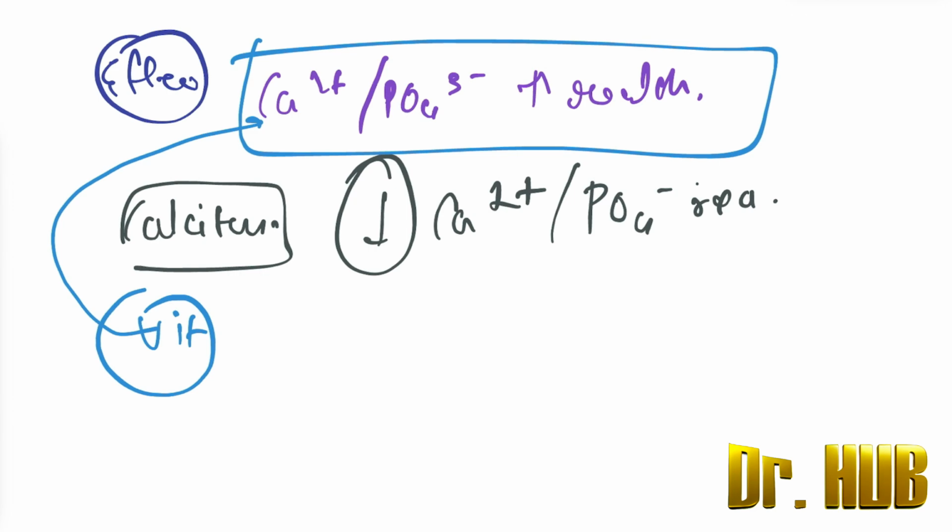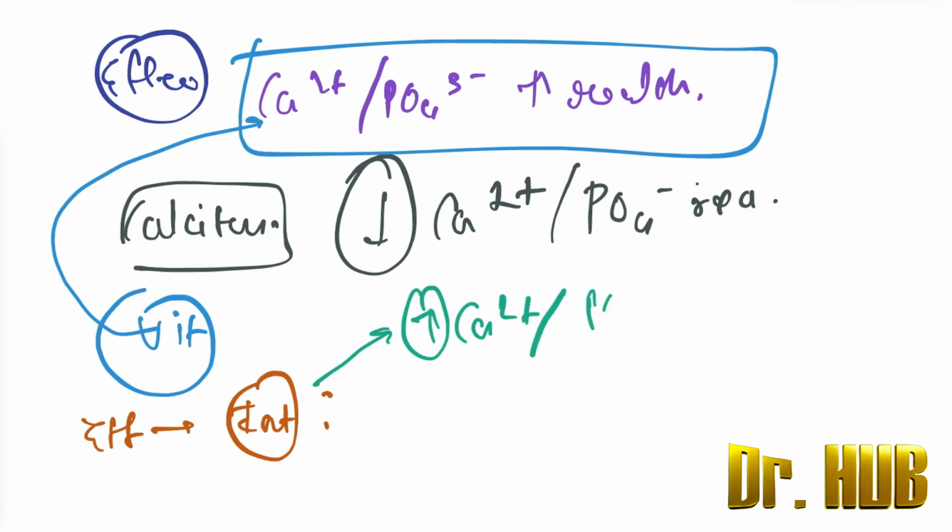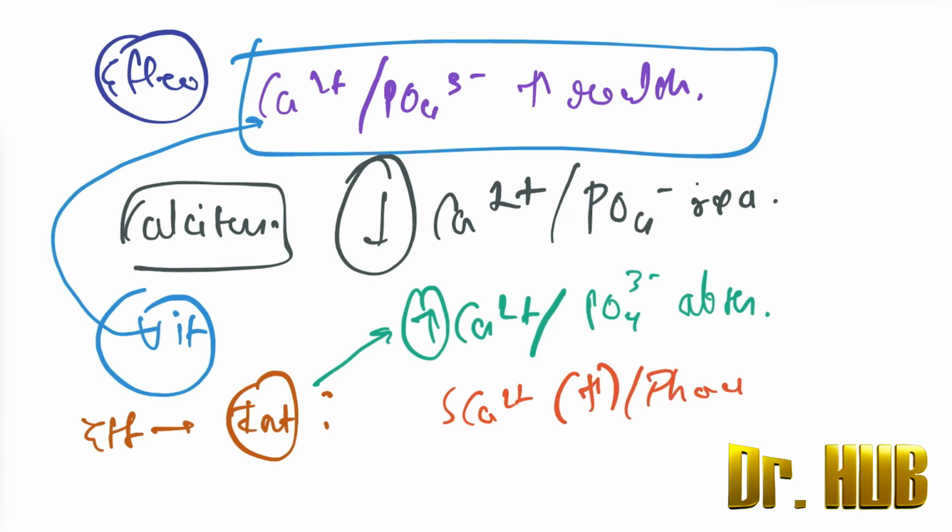Next in vitamin D, let's look at the effect on the intestine. It increases the calcium and the phosphate absorption. So how is the serum calcium? It is increased, and so is the serum phosphorus. This is completely opposite to calcitonin, where there was a decrease in the serum calcium and phosphorus, whereas here with vitamin D there is an increase.